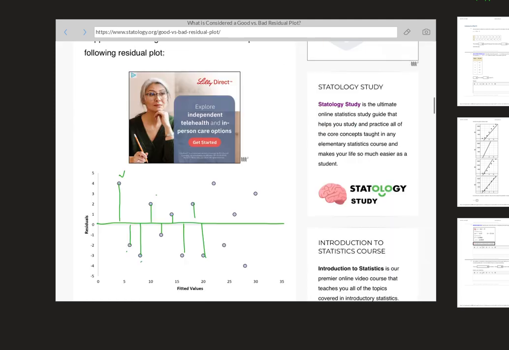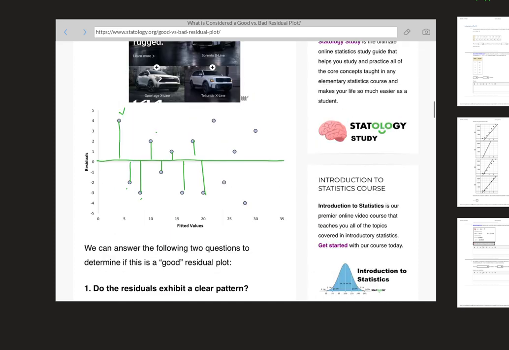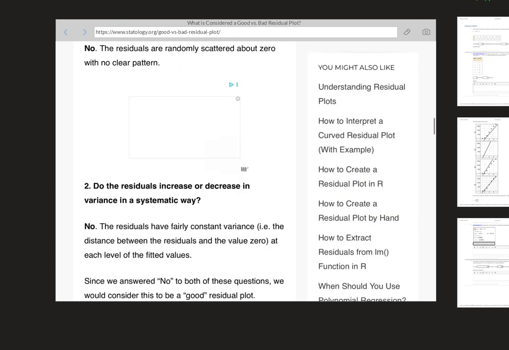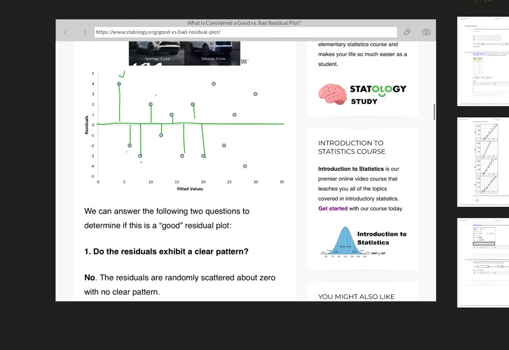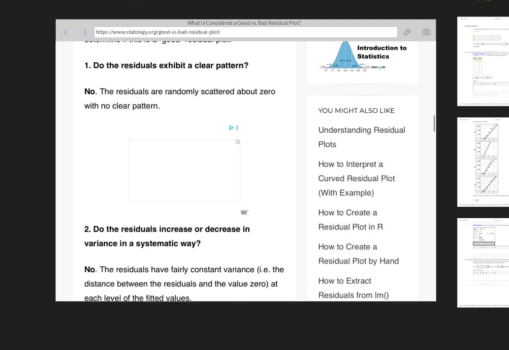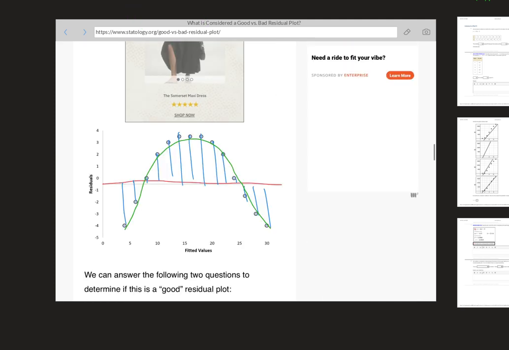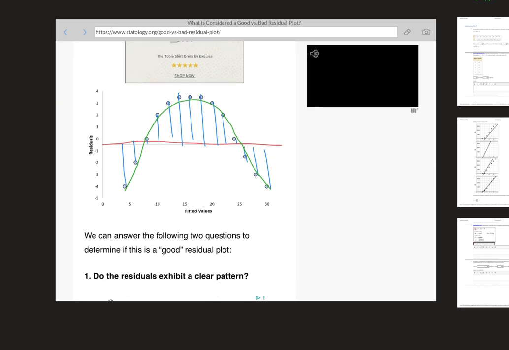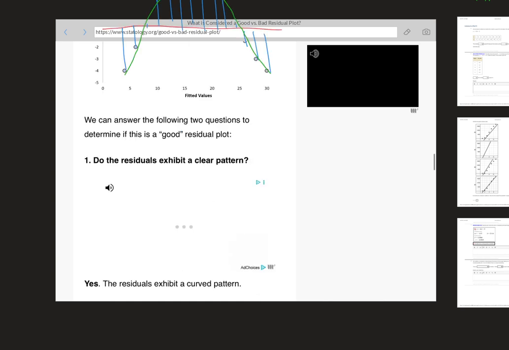I'll do what I can to try and explain it. Just think, this one's good because there's no clear pattern, okay? And it's also good because there's no increase or decrease in a systematic way. This one's bad because there's clearly a pattern and there is a systematic increase or decrease.